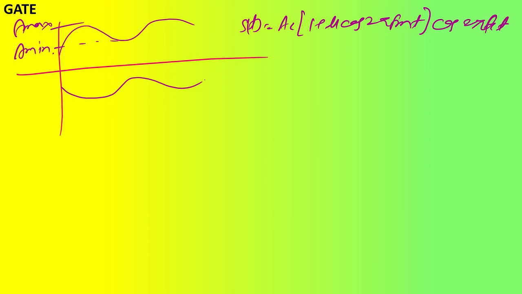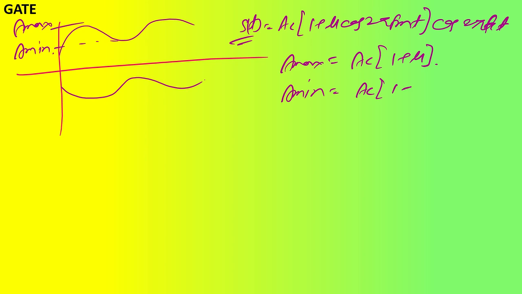So as you can see, my modulated signal was AC into 1 plus mu cos 2 pi fmt into cos 2 pi fct. So you know cos theta maximum is 1 and cos theta minimum is minus 1. So from that, the maximum of this will be how much? A max, that will be AC into 1 plus mu, and the minimum is AC into 1 minus mu.